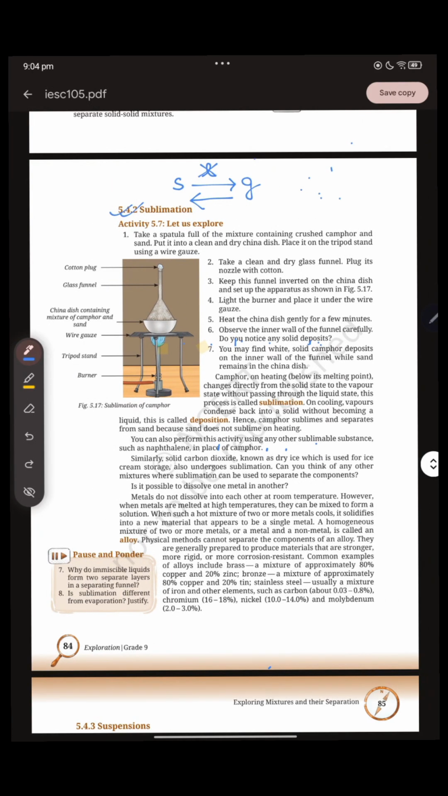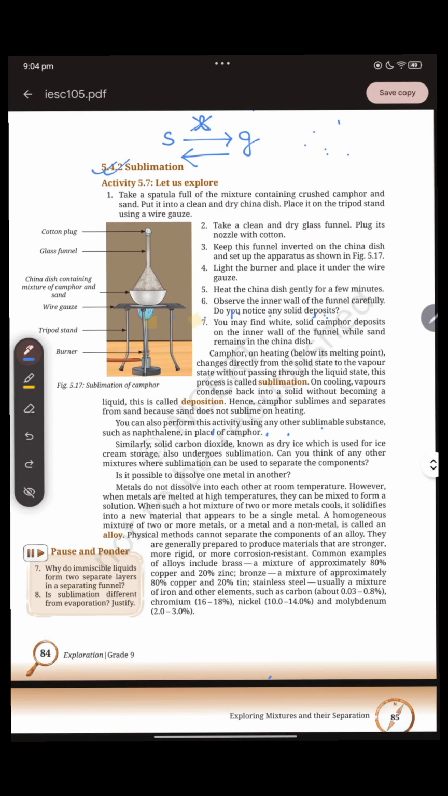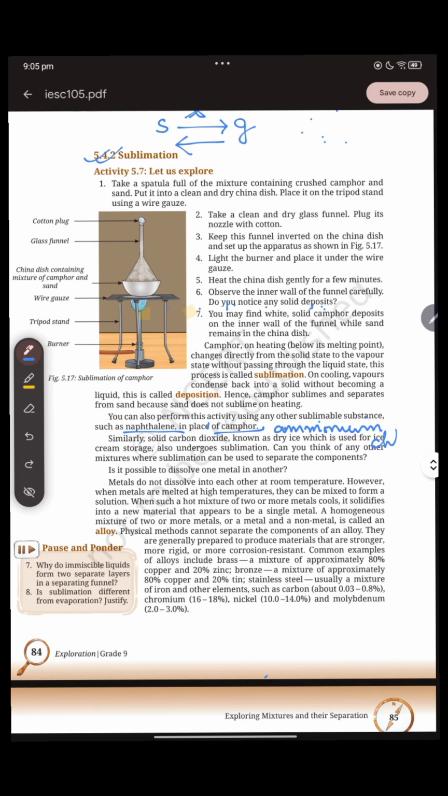And sublimable substances are camphor, naphthalene. You know, ammonium chloride is also a sublimable substance. Iodine, that is also a sublimable substance.